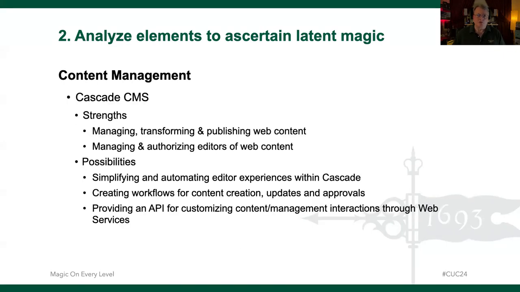Beginning with the content management role, let's take a look at Cascade CMS as an example. For Cascade's primary strengths, I've included managing, transforming, and publishing web content, and managing and authorizing editors of web content. Possibilities within Cascade might include simplifying and automating Cascade editor experiences, creating workflows for content creation, updates, and approvals, and providing an API to customize content management interactions through web services.